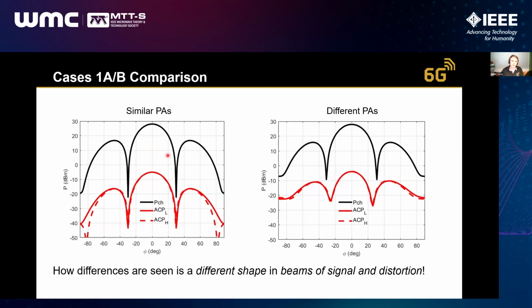In the case of similar PAs, the beams of the channel power, the adjacent channel, the distortion and the linear signal are the same. But in the case of different kinds of PAs, I start to see differences also in the beam shapes. Even though I don't see a big difference in the actual linear part of the signal, the bigger differences I see are in the beam of the distortion. These differences show up as different shapes for the beams of the signal and the distortion. So now I'm varying the beam of a certain RF impairment, which is nonlinear distortion.